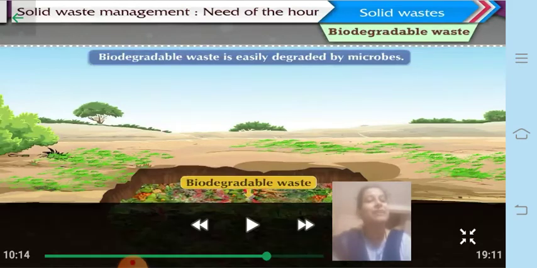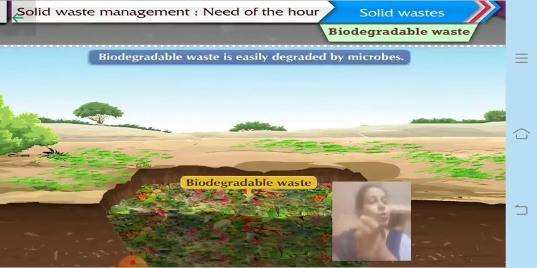So biodegradable waste, it is called biodegradable. Bio means degraded by living organisms. And which are these living organisms? Yes, my dear students, they are nothing but the microorganisms that can degrade or decompose it and convert it into compost. That is why this type of waste is called biodegradable.